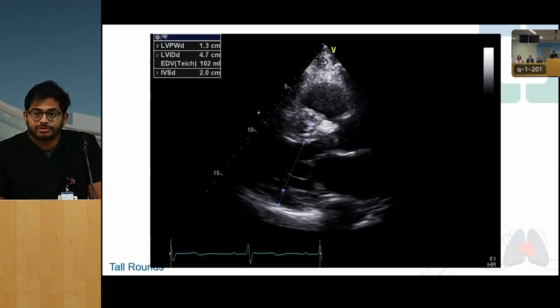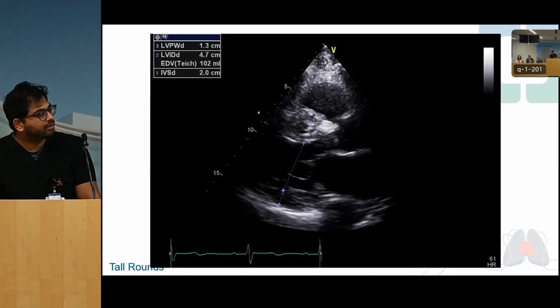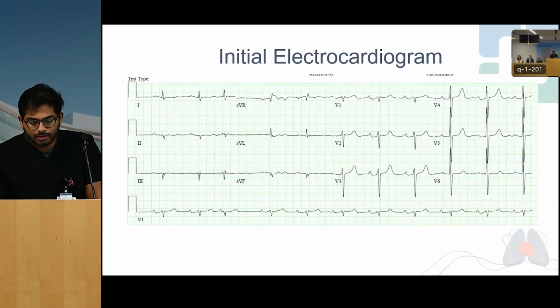This is just a snapshot of the parasternal long axis on his echocardiogram, and we can appreciate some asymmetric septal hypertrophy here with a dimension of 2.0 centimeters, as well as a posterior wall thickness of 1.3 centimeters, something typically we would associate with hypertrophic cardiomyopathy. His initial ECG showed sinus rhythm, PAC, some low voltage in the limb leads, and prominent voltages in the lateral leads without formally meeting criteria for LVH.